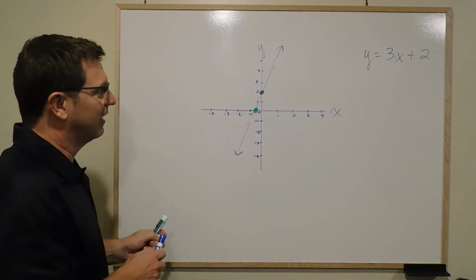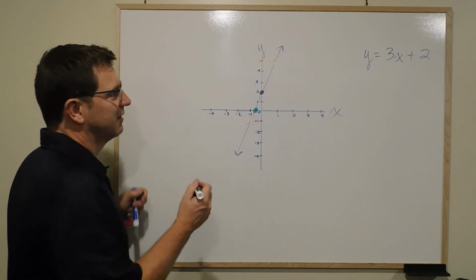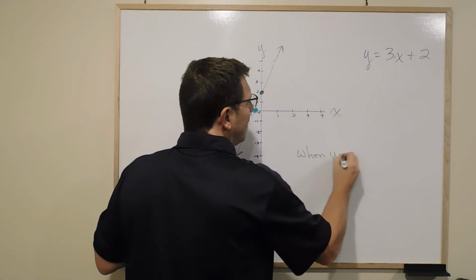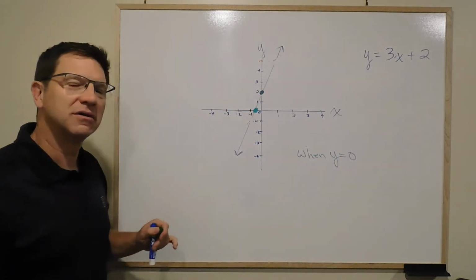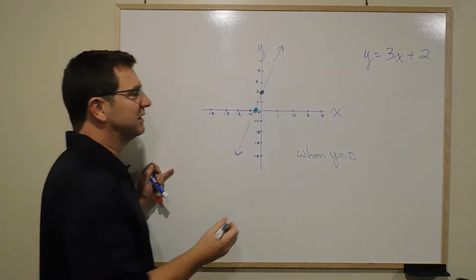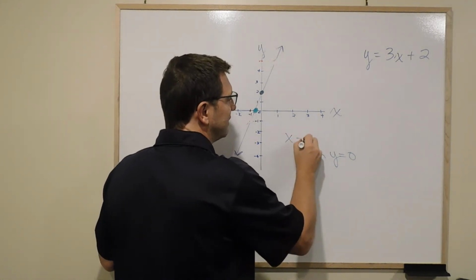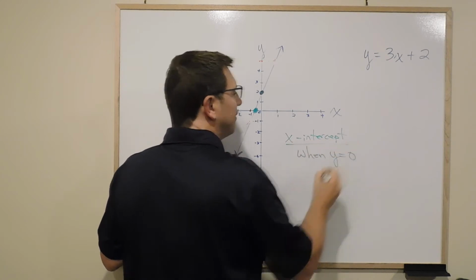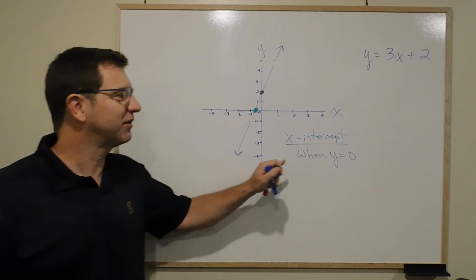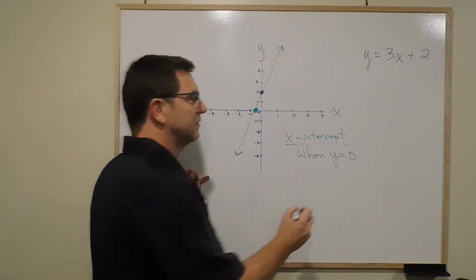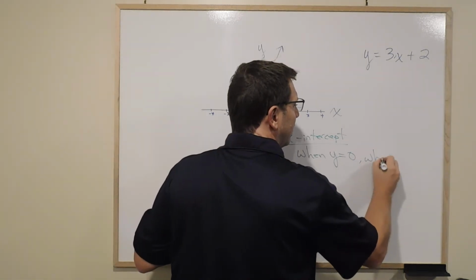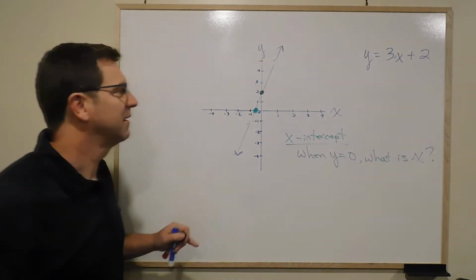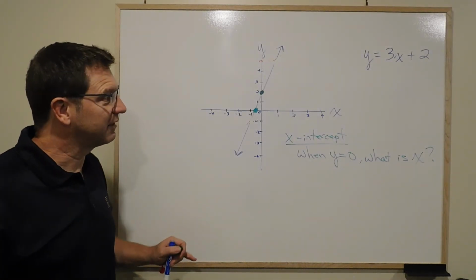It's saying, all right, we'll use green here. It's saying when y equals 0, what's x? Because this will get us the x-intercept. Okay? To find that x-intercept, we have to say when y equals 0, what is x? Okay.